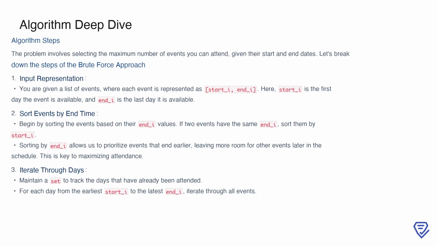After sorting, the algorithm iterates through each day from the earliest starting day across all events to the latest ending day. During this iteration, we use a set to keep track of the days that have already been attended, ensuring no day is double booked while checking for available slots to attend events.